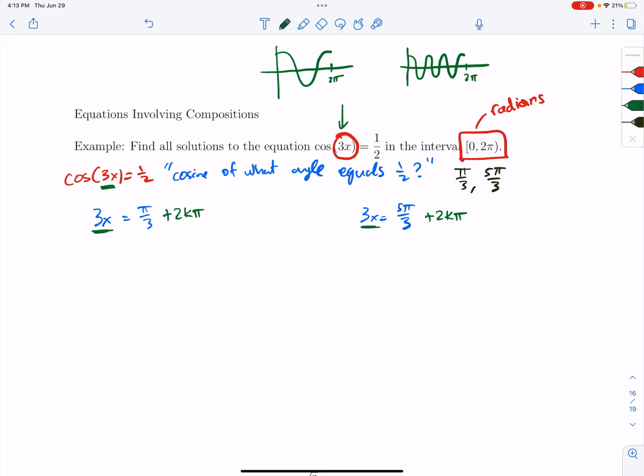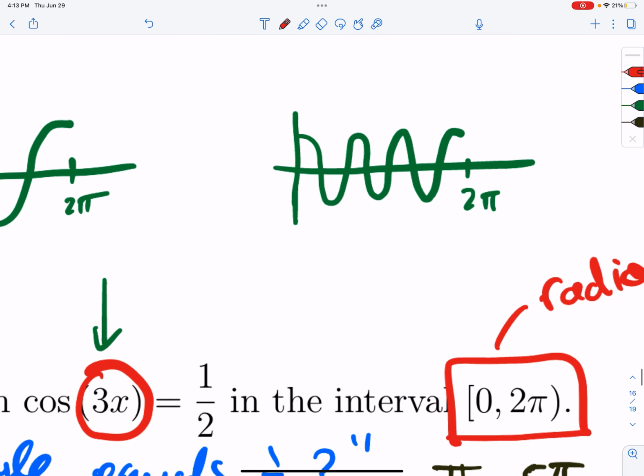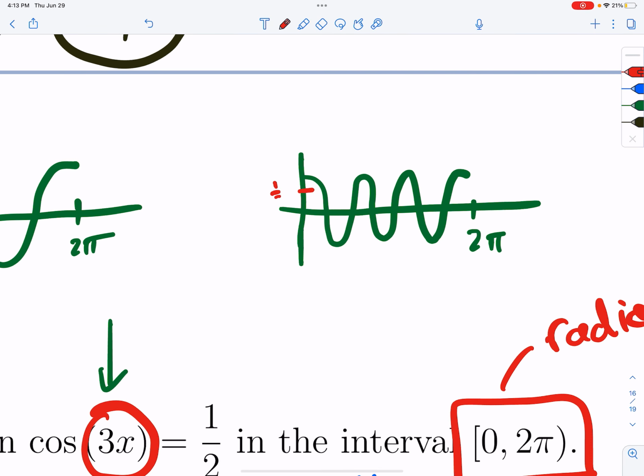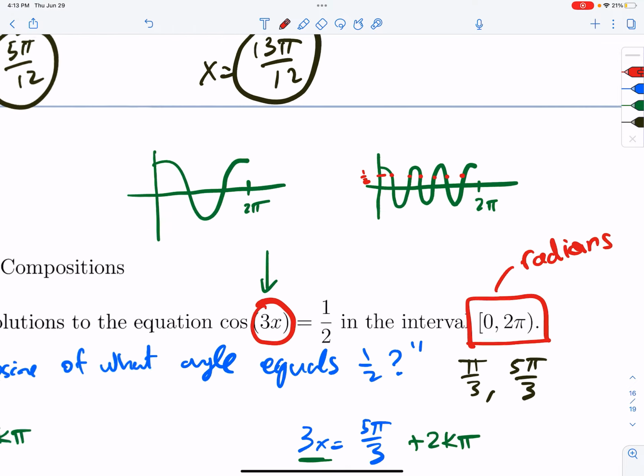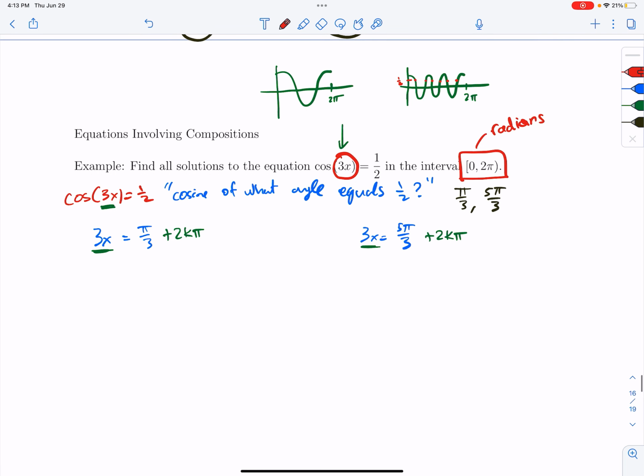So what that means is there are going to be many more places between 0 and 2 pi where that graph is equal to 1/2. If I zoom in on this, if I put a 1/2 right here, there's going to be 1, 2, 3, 4, 5, 6 places that graph hits 1/2. So this 2k pi is accounting for that, and we'll see how.